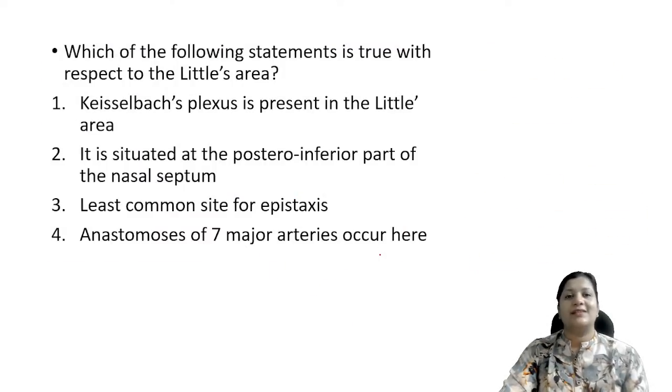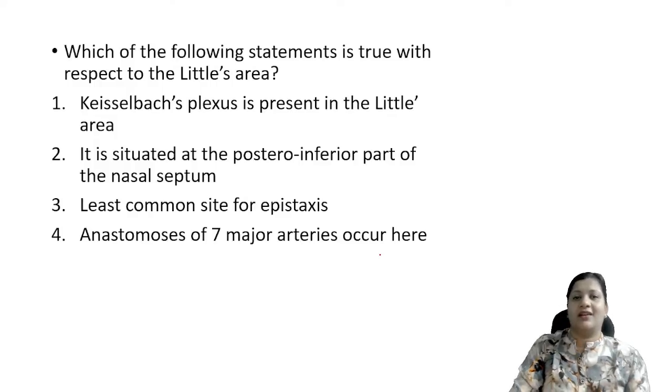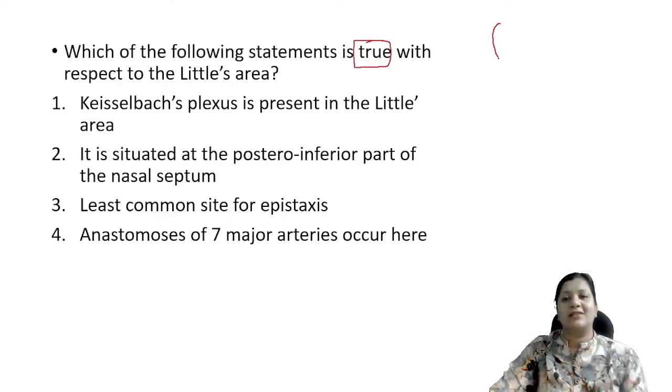Which of the following statements is true with respect to Little's area? Kieselbach's plexus is in Little's area. It is situated in the posterior-inferior part of the nasal septum, least common site of epistaxis. Anastomosis of 7 major arteries occur here. So they're asking you which statement is true. Out of the 4 statements given here, which statement is true here?